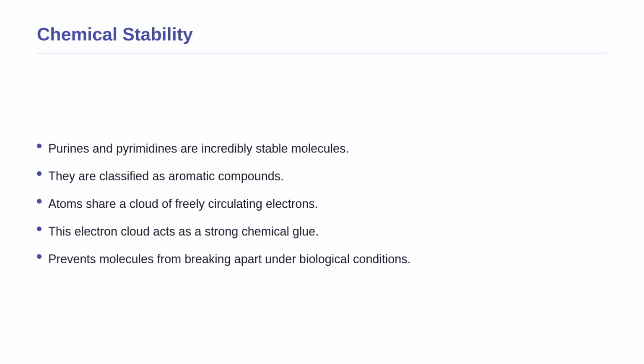Knowing how crucial these molecules are, it makes sense that they must be incredibly stable. Both purines and pyrimidines achieve this stability because they are aromatic compounds. This means their atoms share a cloud of electrons that freely circulate around the flat ring. This shared electron cloud acts like a strong chemical glue, preventing the molecule from easily breaking apart under biological conditions. This stability is exactly why our genetic code does not spontaneously degrade.